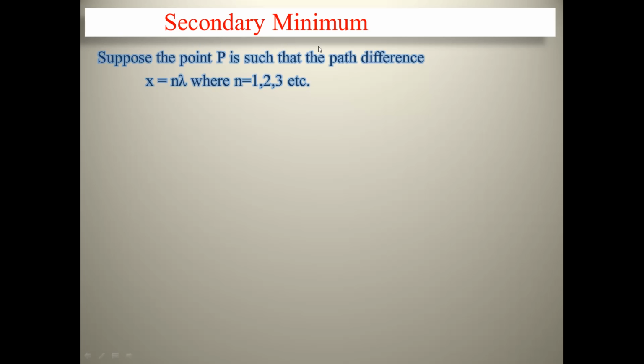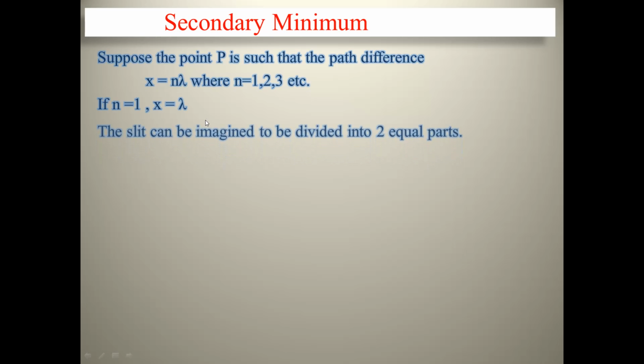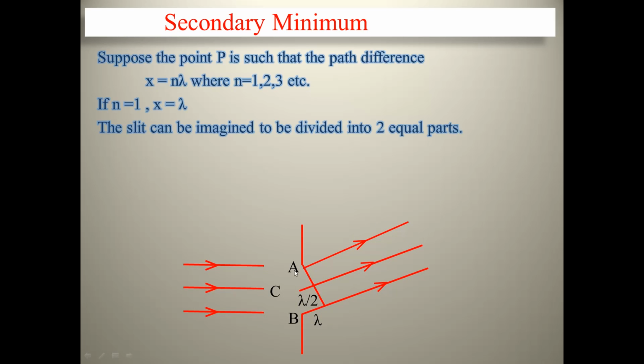Now let us see the position of minimum. Suppose the path difference x is equal to n lambda, where n equals 1, 2, 3, etc. If n equals 1, x is equal to lambda. Then the slit can be imagined to be divided into two equal parts. AB is the slit and C is the midpoint. So the slit can be divided into two equal parts, AC and BC.